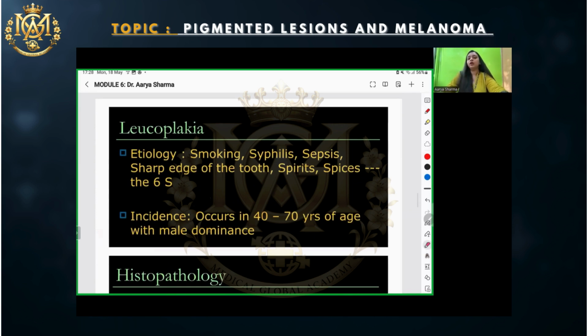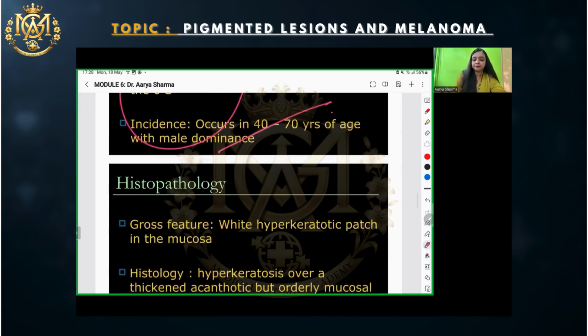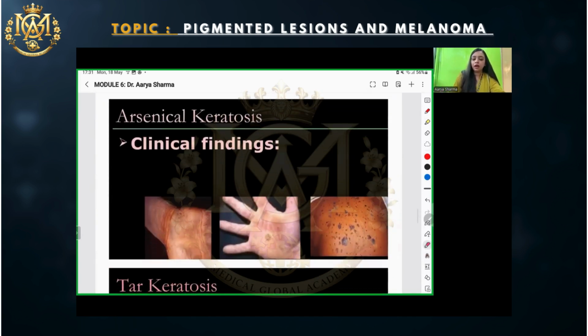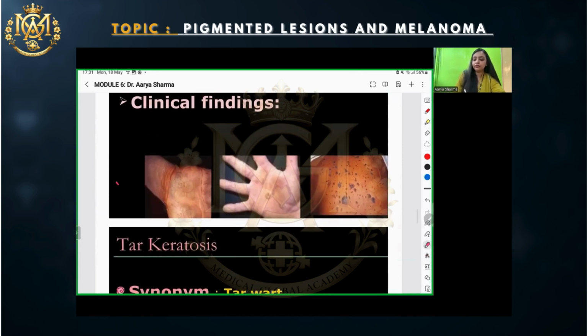So coming on to the leukoplakia. The etiology is mainly due to smoking, syphilis, sepsis, and the sharp edge of the tooth. Incidence, they mainly occur in people between the age of 40 to 70 years, they are likely to develop leukoplakia, a finding that we are able to see in this patient. Now, arsenical keratosis, this is the clinical finding. You don't need to go into the details.